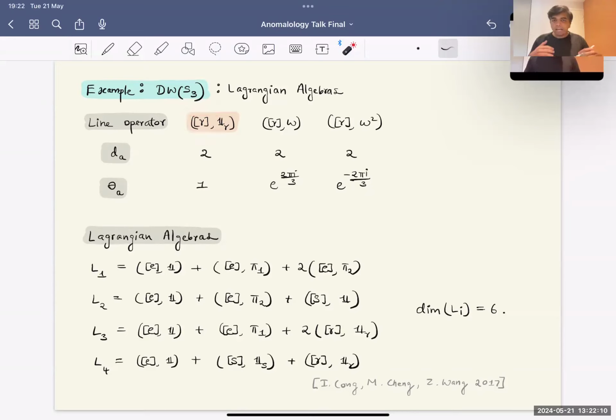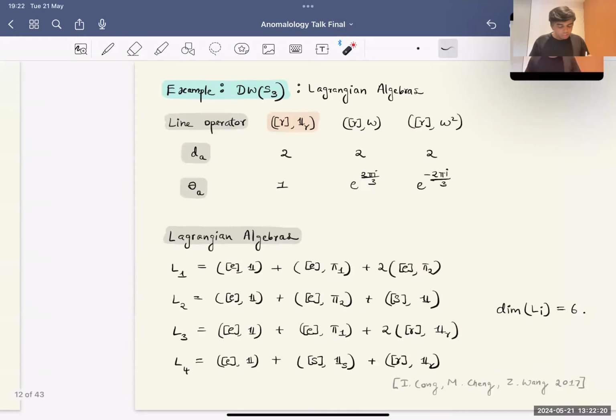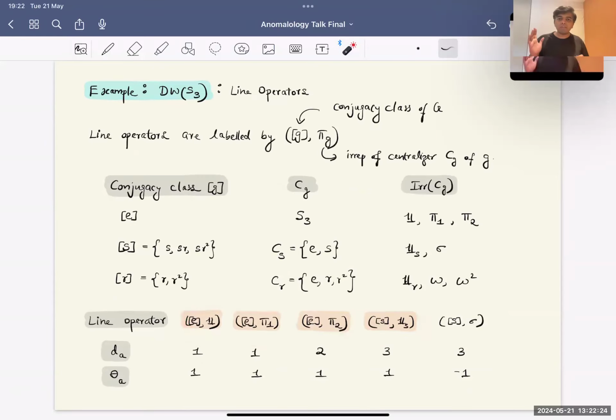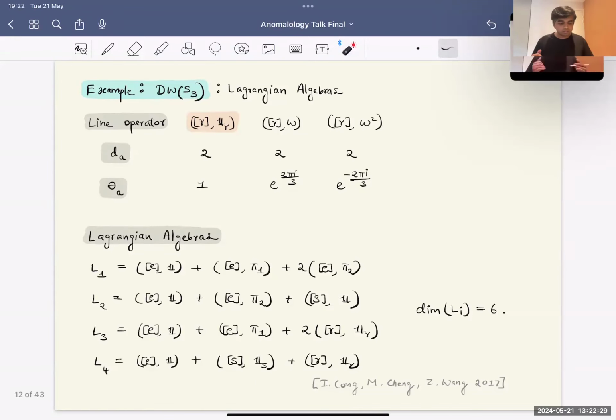Now, I've highlighted the bosons because, as we discussed, to find Lagrangian algebras, we have to first identify the bosons in the theory. So we found this boson and these bosons here. So any Lagrangian algebra you have is a combination of these bosons. So what are the Lagrangian algebras that we have in this case? We have 4 Lagrangian algebras.